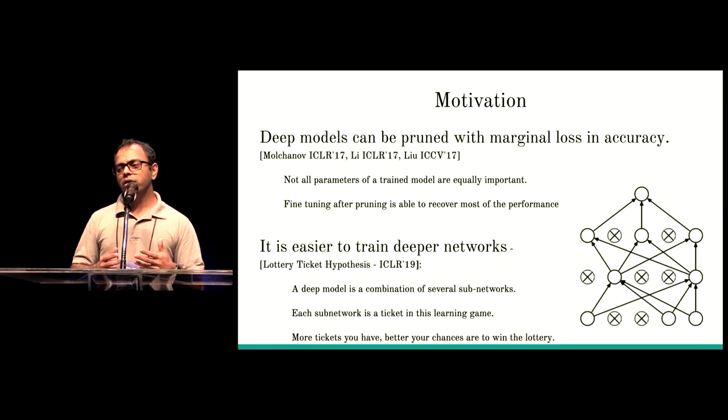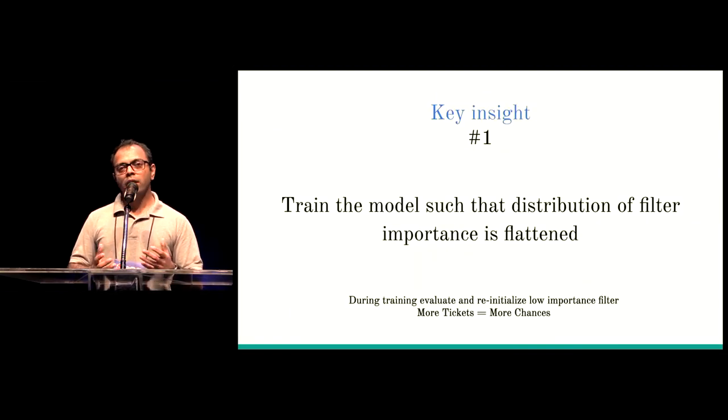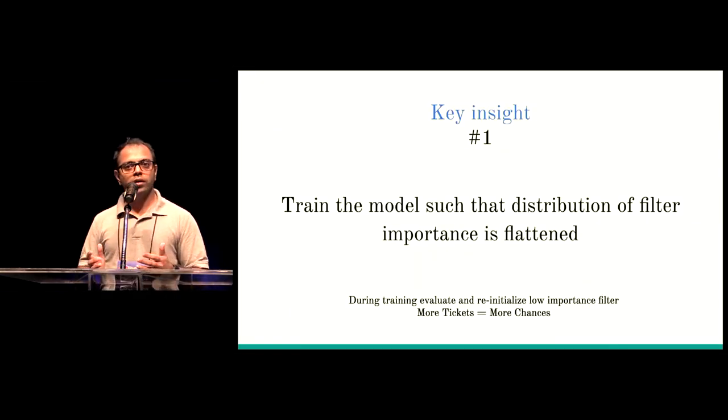And this is motivated from a lot of results from pruning, which shows most models can be pruned, and from the recent hypothesis which says that it is easier to train deeper networks because it has an ensemble of a lot of subnetworks, and you just need one good subnetwork to do the task. Therefore, our first key insight was to train a network such that its filter importance is more uniform, and while training, we will prune and reinitialize the filters in order to explore a large number of subnetworks.